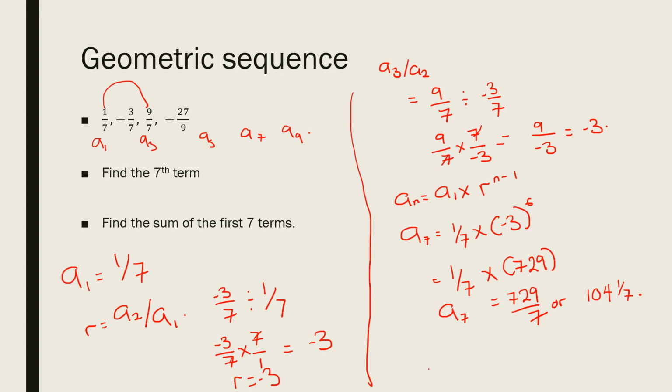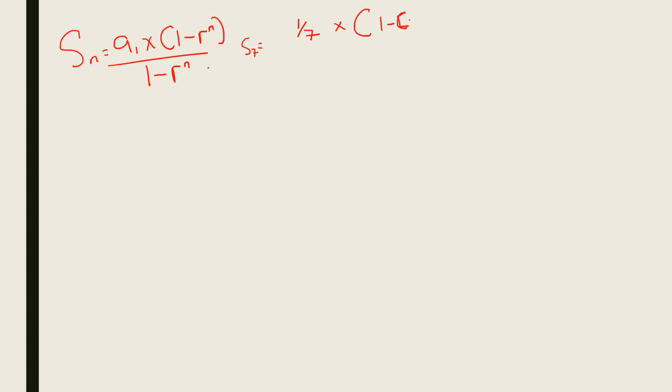Now find the sum of the first 7 terms, which is S7. Okay, let's put the formula here. Sn is equal to A1 times 1 minus R to the power N, over 1 minus R. What's our A1? Our A1 is 1 over 7. So we're looking for S7, times 1 minus, okay, then put this bracket here, minus 3 to the power 7, close the bracket, over 1 minus minus 3.